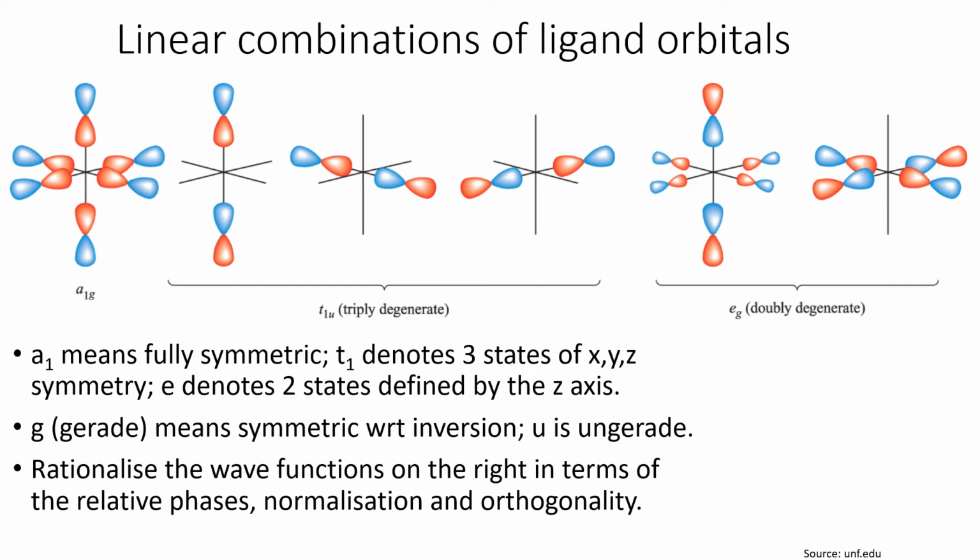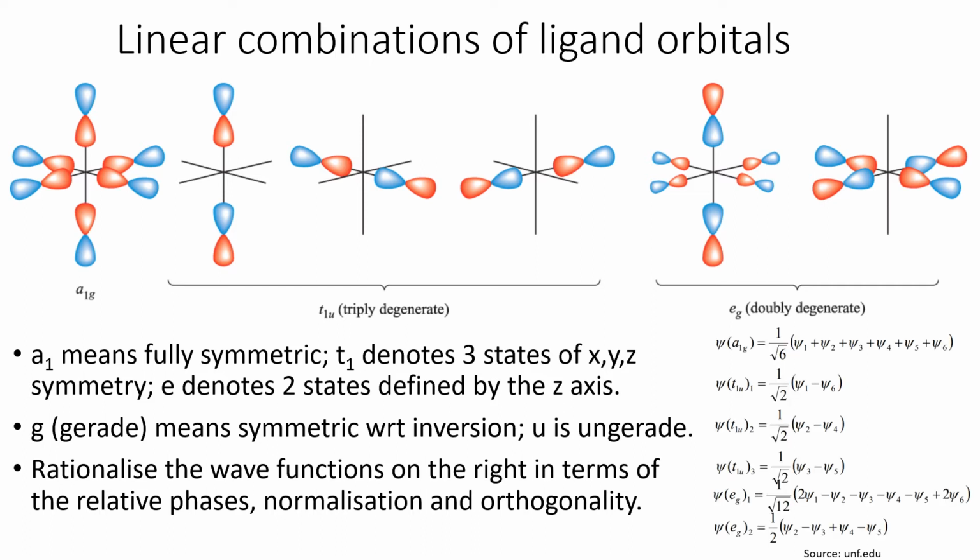And so now I've got a fairly tricky thing to look at, and this is to do with the full wave functions for these different sets of ligand orbitals of the symmetry to overlap with the transition metal orbitals. So these are going to pop up on the right hand side in a moment, and we're going to look at the relative phases, how they might normalise, and orthogonality.